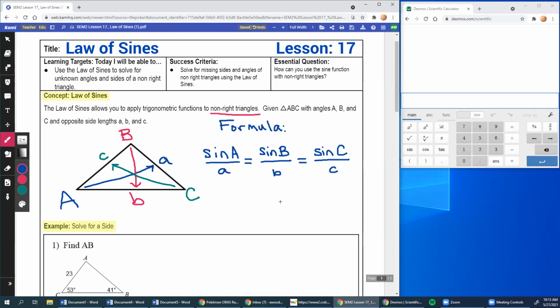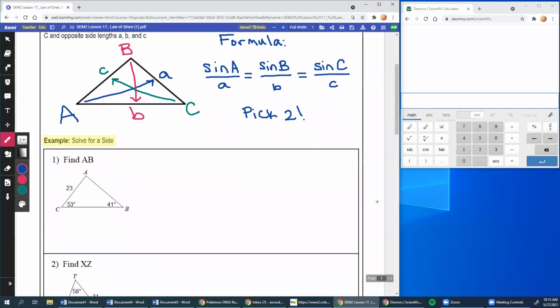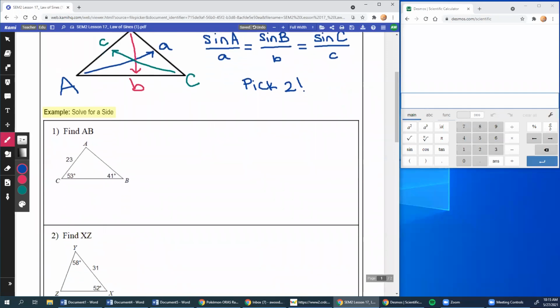The big thing to take away from this is you're going to pick two. You're not going to have three set up when we start doing some solving. You're going to pick two of them. It's only going to be two that are set up. And we're going to use this formula to solve not only for a side, which we're going to do here, but also to solve for an angle.